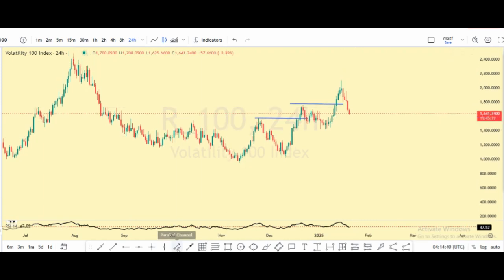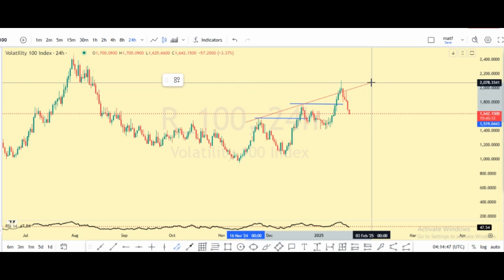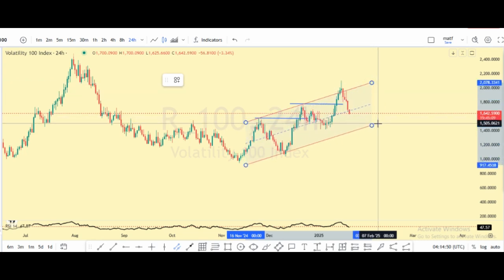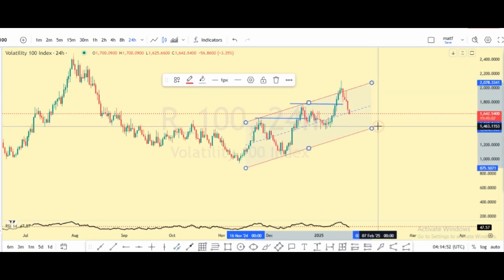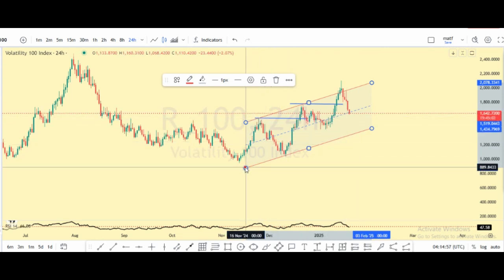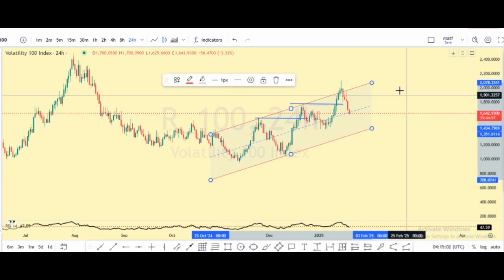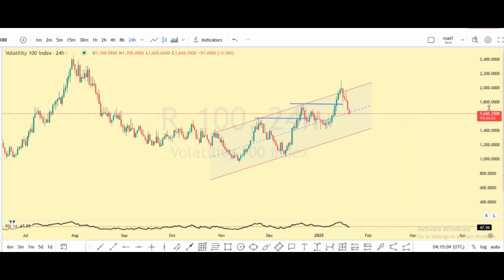If we are to look at it from this channel level, as I can see here, I have a channel like this. You see price pulled out of the channel, and we are seeing something like this. This double touch, we are looking at price coming down the channel. This is it from this level. On the higher time frame, this is the 24 hours. We're looking at it from this level.